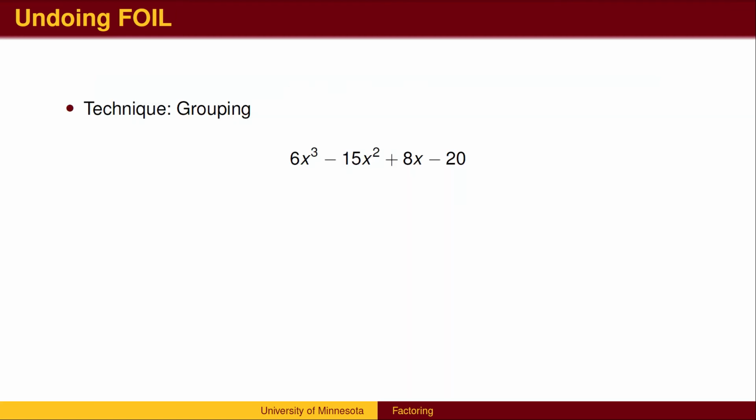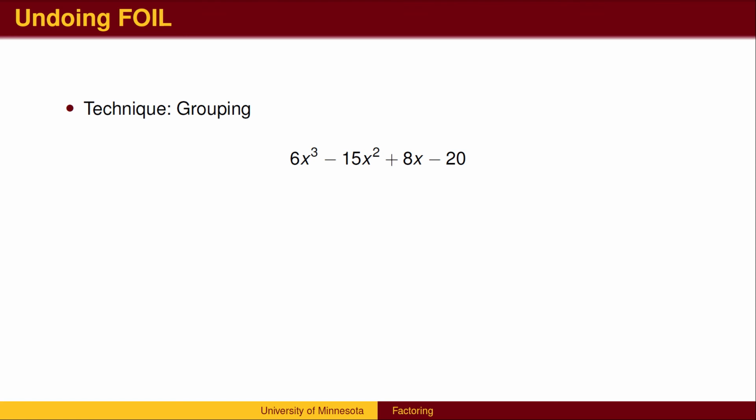The last technique is called grouping. It occurs when the FOIL method produces 4 terms, none of which can be combined. Recall, in the FOIL method, that the left-hand term in the left-hand factor is part of both the first and the outside, and so is a common factor of the first two terms in the FOIL process. We rely on this fact to complete the factoring.